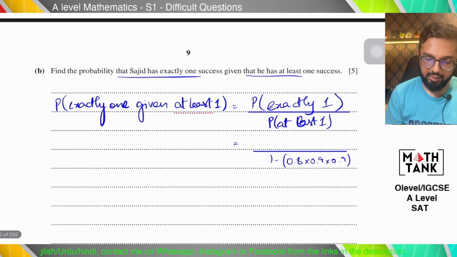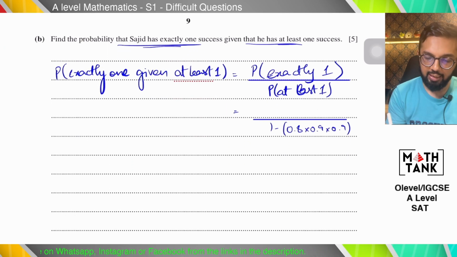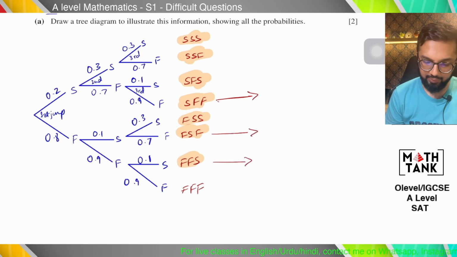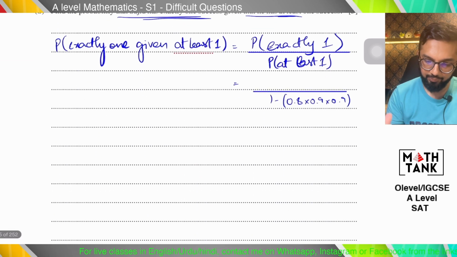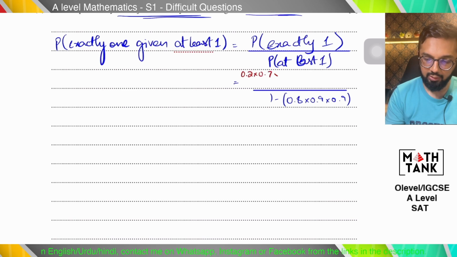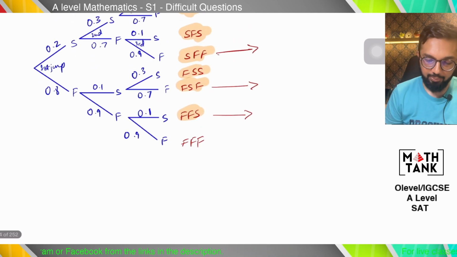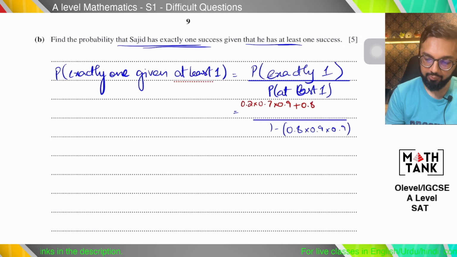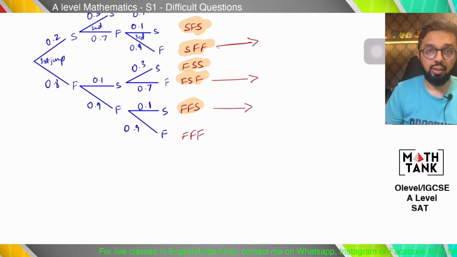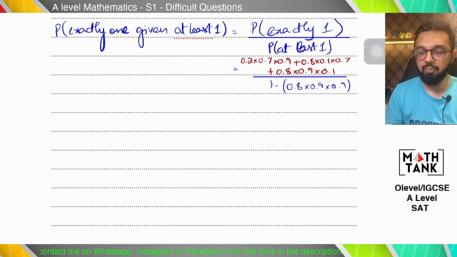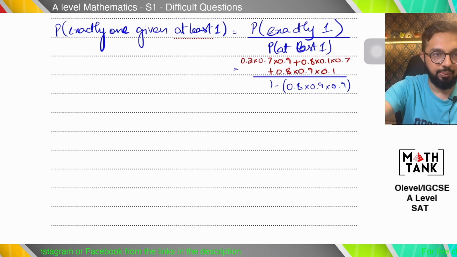Then at least one success has exactly one success. So what are the ones in the numerator? Exactly one success. So that's this one, that's this one, and that's this one. So 0.2, 0.7, 0.9, plus 0.8, 0.1, 0.7, plus 0.8, 0.9, and 0.1. So you see, drawing the tree diagram appropriately helps you calculate the other parts as well.